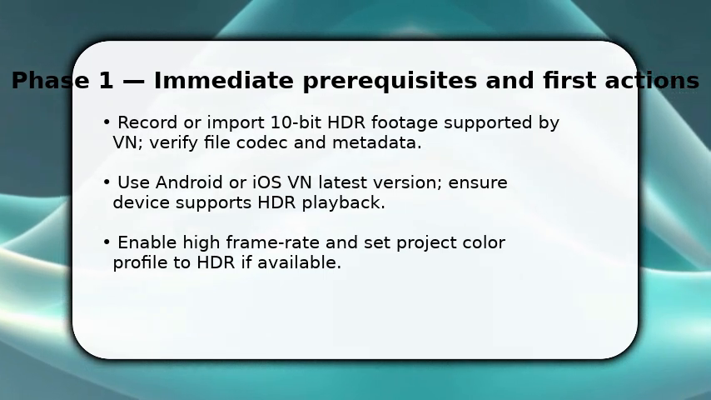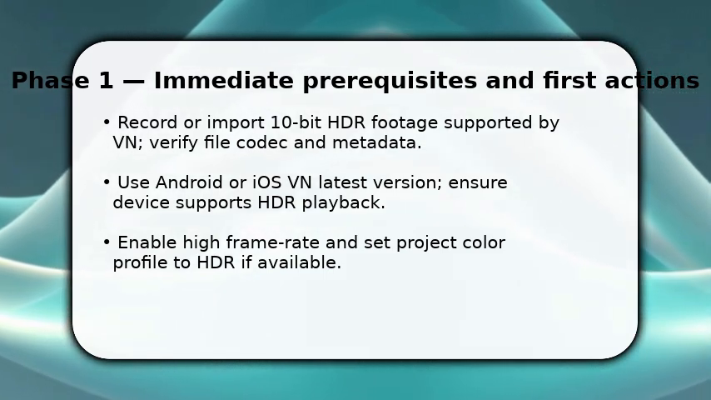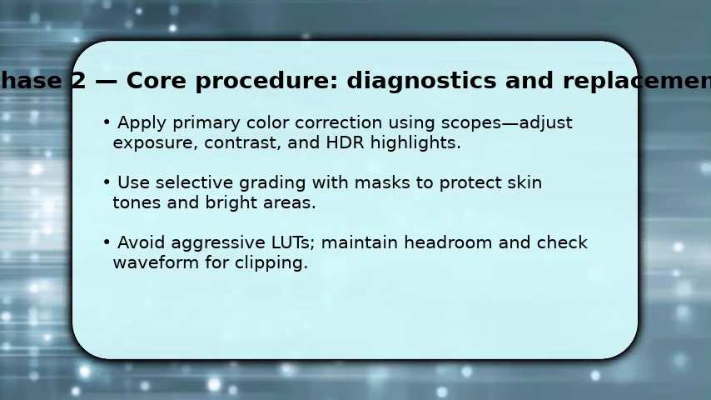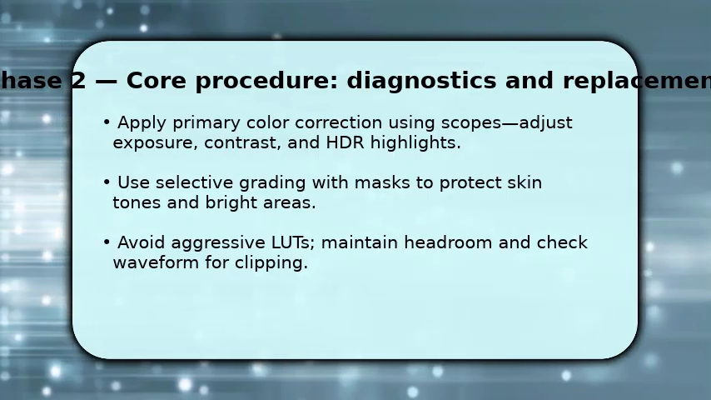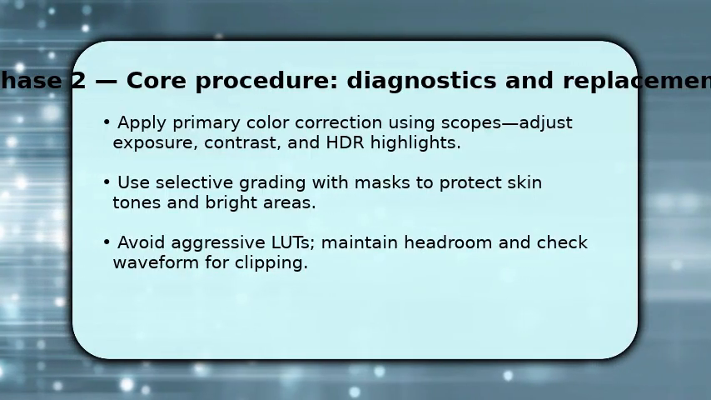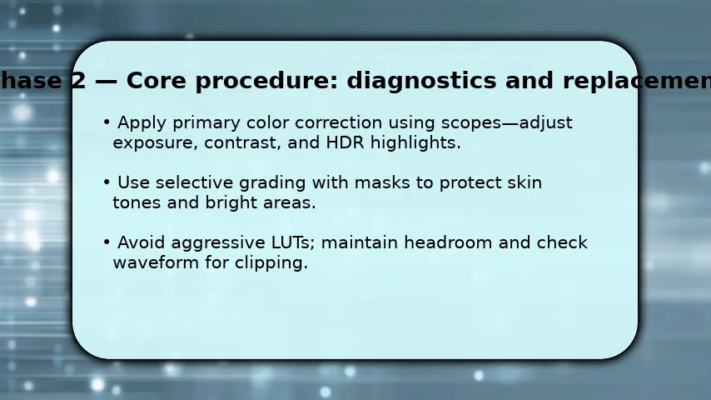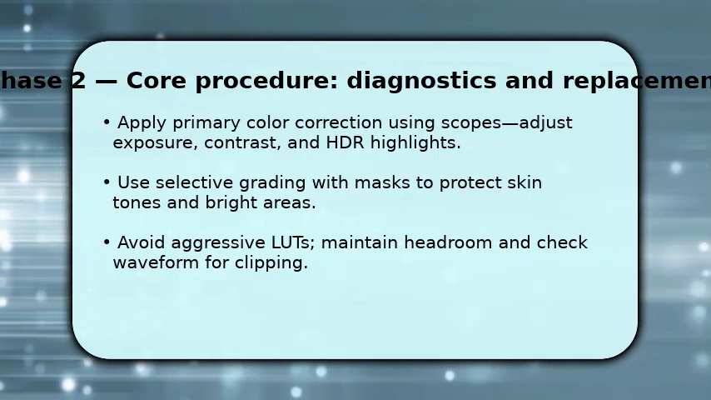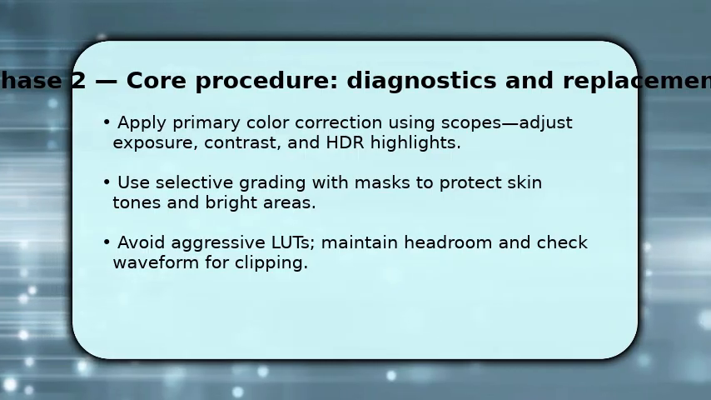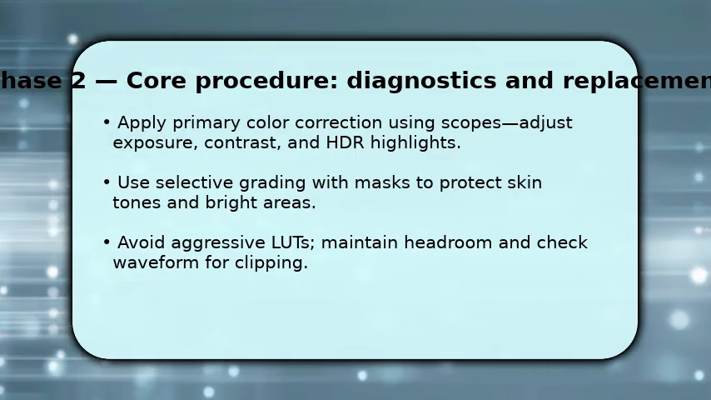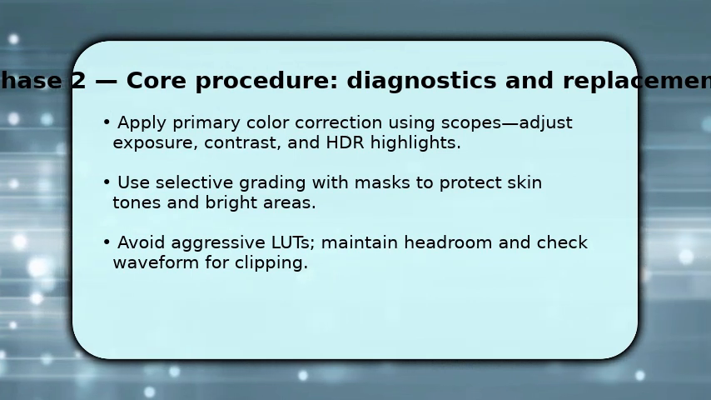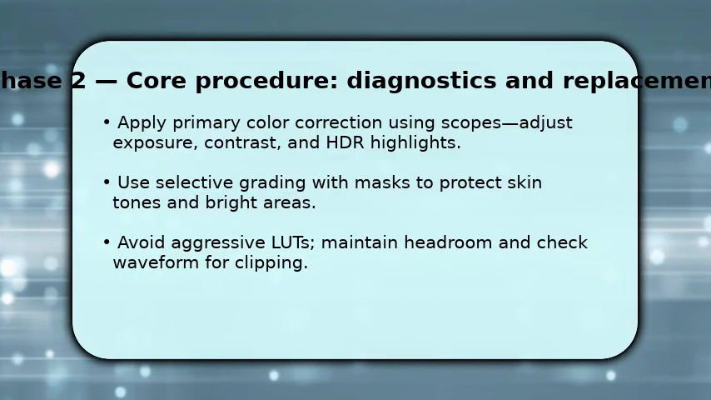Now you perform color and exposure adjustments with an HDR mindset. Start with primary correction. Raise or lower exposure gently, pull down blown highlights, and expand midtone contrast, because HDR gives more dynamic range to shape. Once balanced, use masks or selective tools to protect skin tones and specular highlights, ensuring they don't clip. Avoid heavy LUTs that compress HDR headroom. Instead, use subtle curves and saturation boosts. Make sure to inspect waveform and histogram often to keep legal ranges and avoid irreversible clipping.